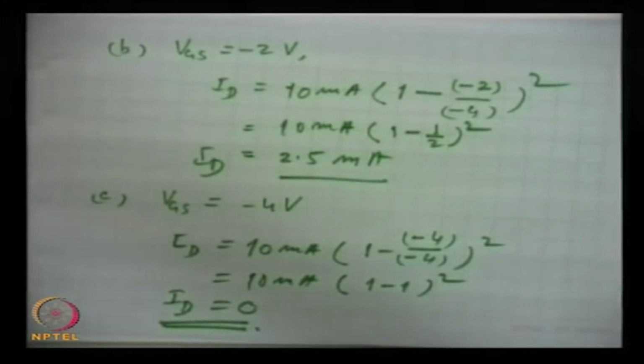All these points you can see from the drain characteristics: when gate source voltage is 0, maximum drain current for the N type JFET flows, and when VGS is made negative, current falls, and when VGS is made equal to VP in magnitude, then the drain current reduces to 0. So, this is the solution of the problem.